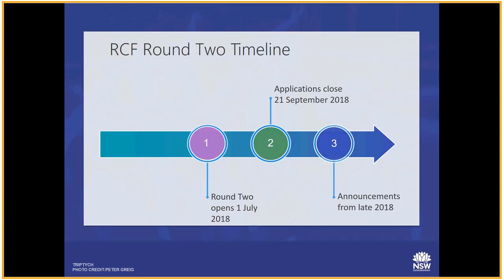Okay, so where are we now? Before Tracy and I wrap up, a reminder of the Regional Cultural Fund timeline. Applications opened on Sunday the 1st of July 2018. Applications will close at 12 p.m, noon, on Monday the 21st of September 2018. After the round closes, all of the applications will be collated by staff. Then, an independent panel of industry peers will assess the applications. Announcements are expected to be made in late 2018.